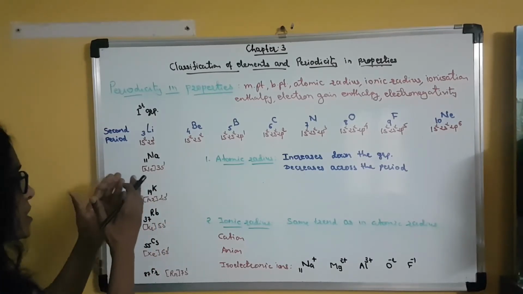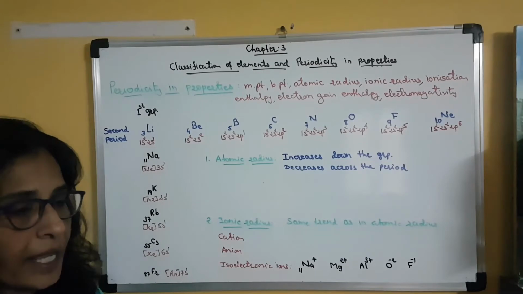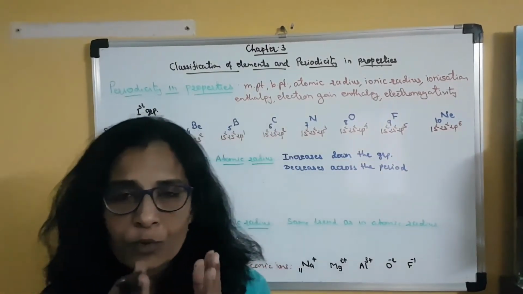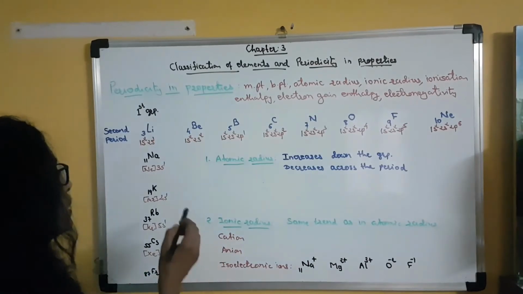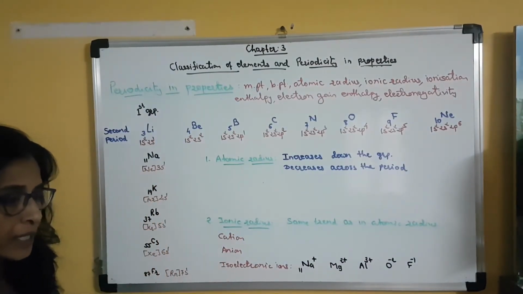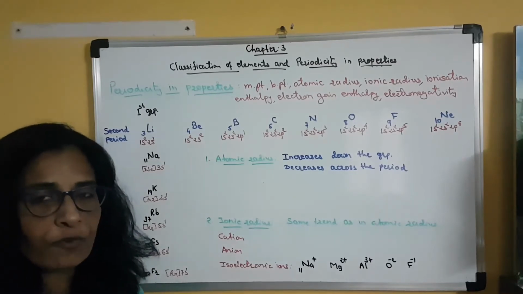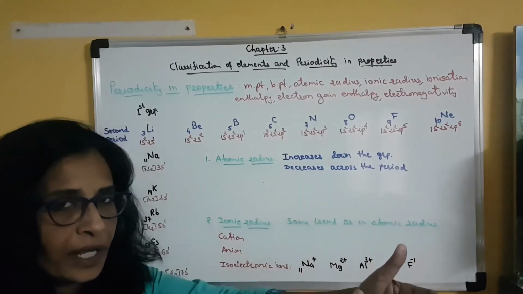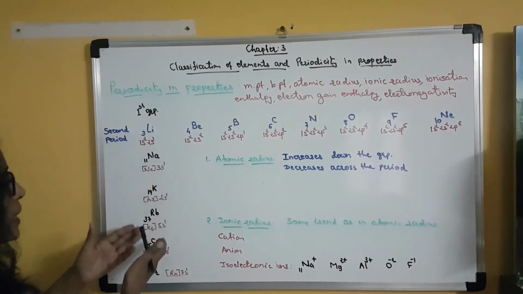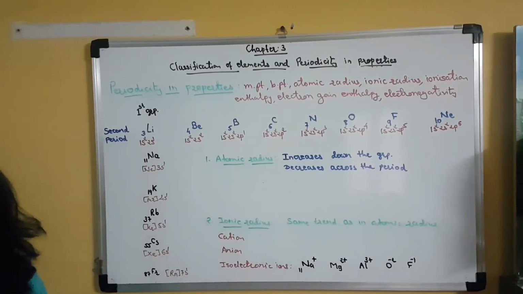Clear? So these inner 10 electrons of sodium will provide a shield between the valence electron and the nucleus, and that is why the effective nuclear force of attraction on the valence electron will decrease. Clear? And that is why there is an increase in the size.